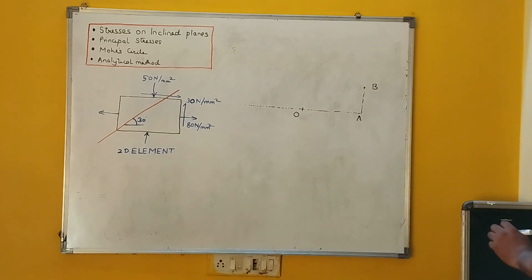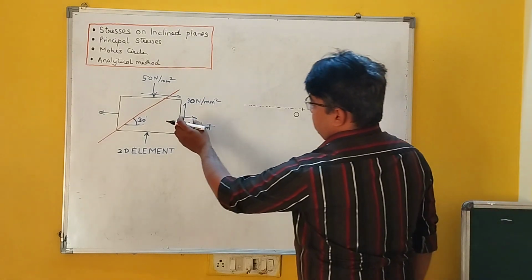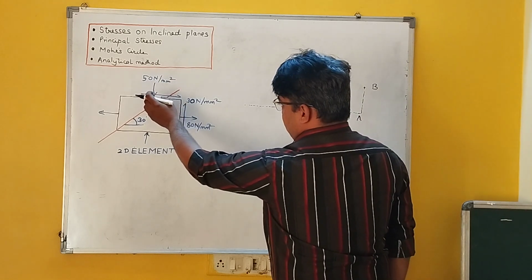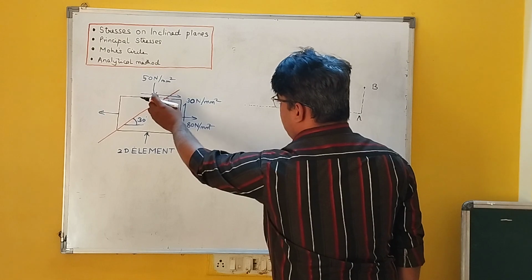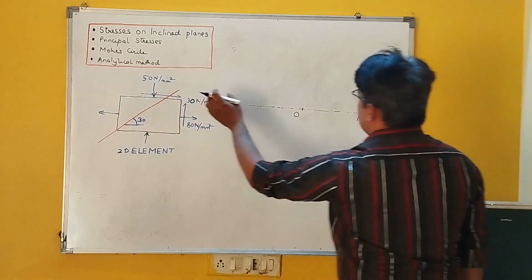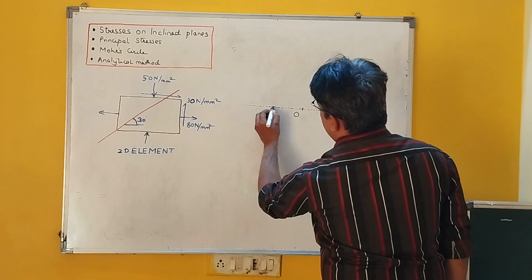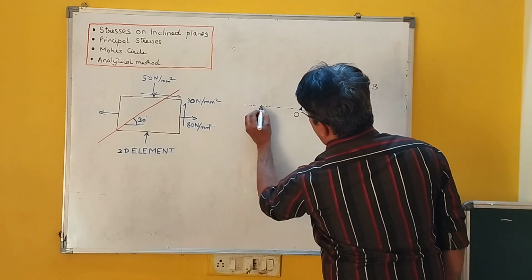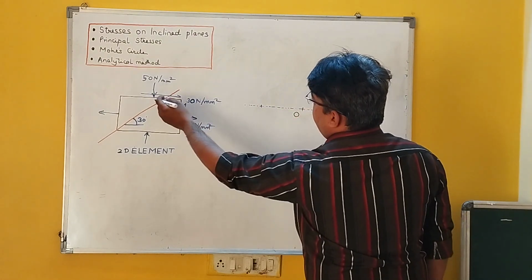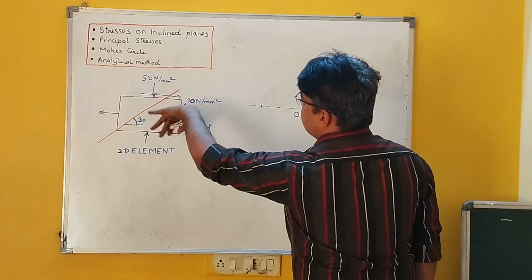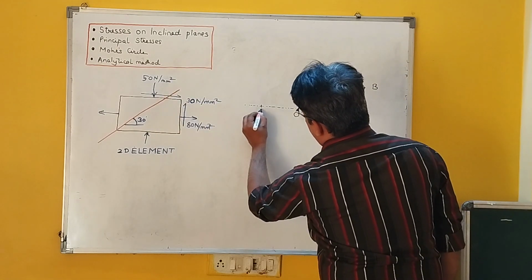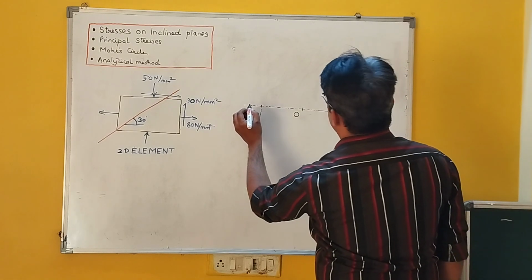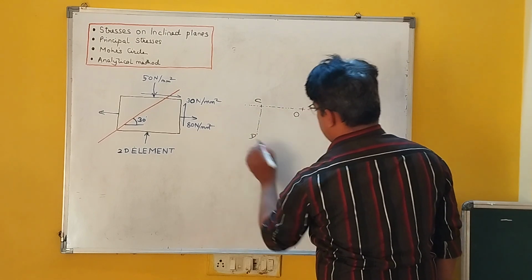Now I have 50 Newtons per mm square. This is the compressive force on the plane B. So I am writing it over here now. So if this is 80 positive, so this will be 50 negative, and shear stress of magnitude 30 is also acting, but in the clockwise direction. So here I will draw it like this and I will get over here. So this is C and this point is D.